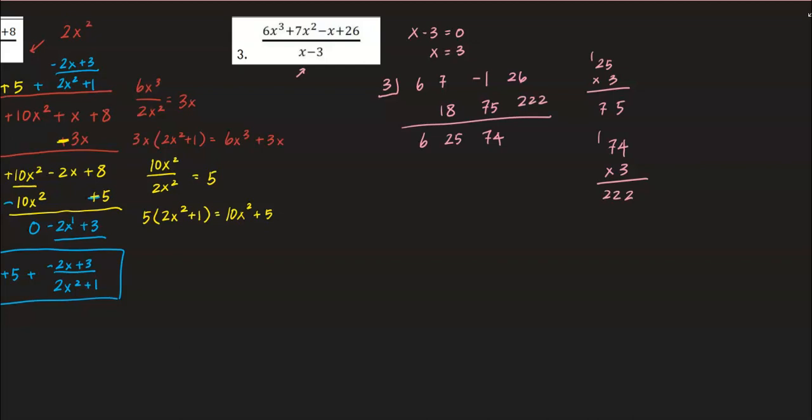So we end up with 842. And since we divided x to the third with x, we're going to get an x squared. So we have a 6x squared plus 25x plus 74 plus 248 over x minus 3.